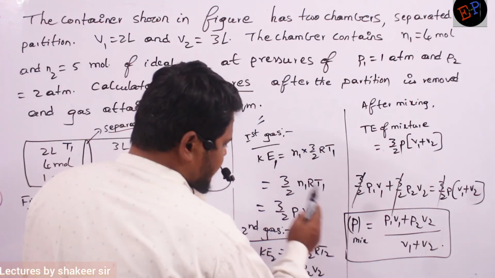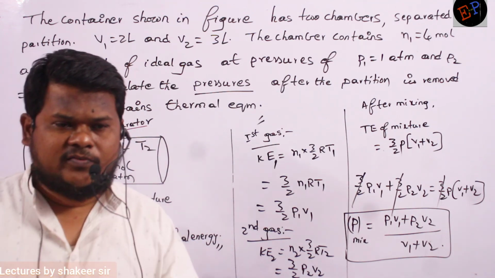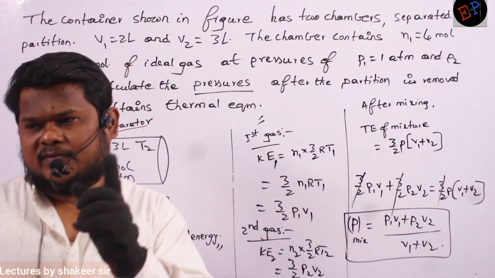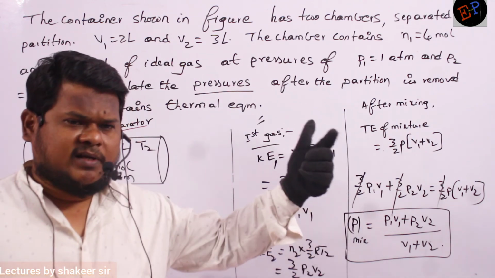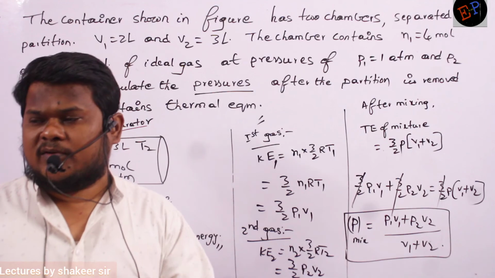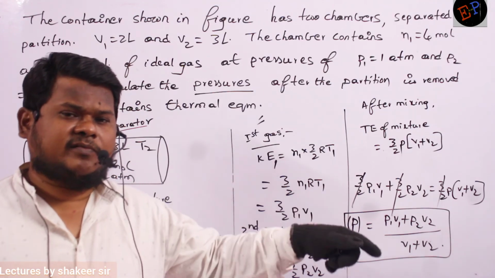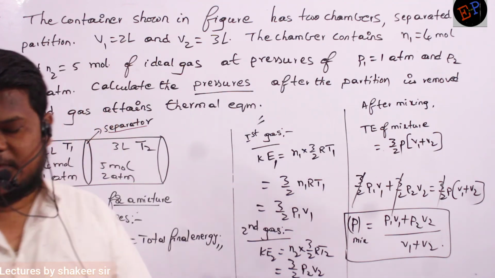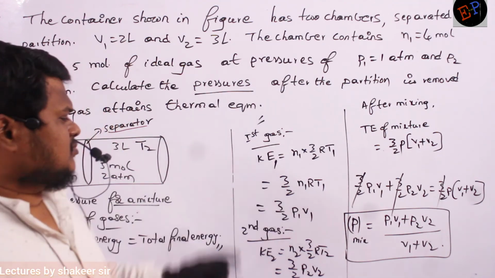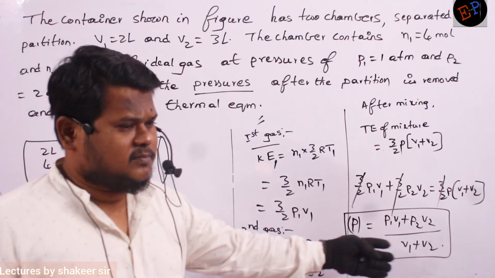So the pressure of the mixture of gases is how much? P1 V1 plus P2 V2 divided by V1 plus V2. This is the common equation. Like this you can calculate for any number of gases. For example, if I want to write for 3 gases, P1 V1 plus P2 V2 plus P3 V3 divided by V1 plus V2 plus V3. Like this you can write. Now pressures and volumes we have, no? Just substitute all of them. That is my answer.